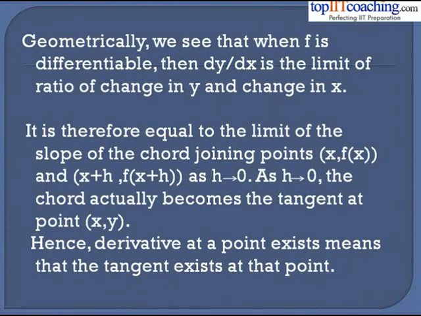So we can say that dy by dx is the limit of the ratio of change in y and change in x. So this is equal to the limit of the slope of the chord joining the points x comma f(x) and x plus h comma f(x plus h) as h tends to 0. So when h tends to 0, the chord becomes the tangent. And so we say that if a derivative exists at a point, it means that the tangent exists at that point.